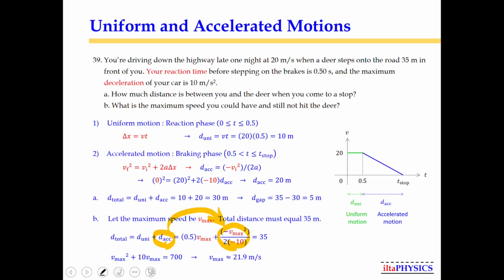By adding the reaction distance and the braking distance, we get a quadratic equation for Vmax. Again, remember that the acceleration value must be negative because the speed is decreasing. Solving this quadratic equation gives a maximum speed of approximately 21.9 meters per second. This was a classic problem combining uniform and accelerated motions. By breaking them down and using the right formulas, you can solve them step by step.